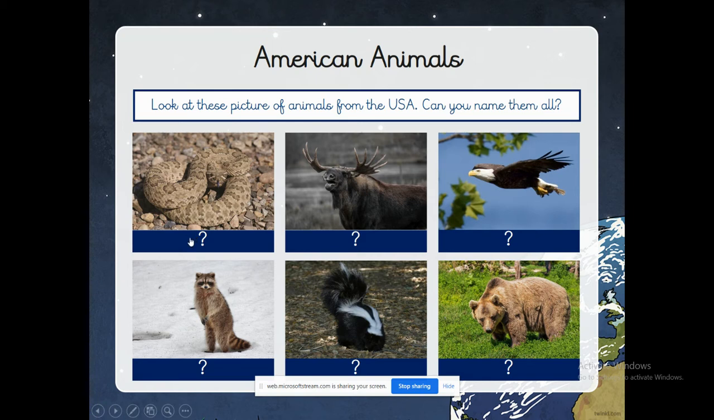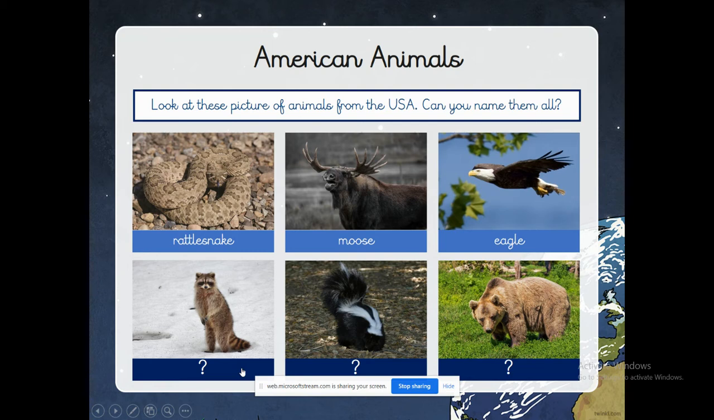First one, not just any snake, it is a rattlesnake. We have a moose, looks a little bit like a reindeer. This bird is also the symbol of America. It is the eagle.